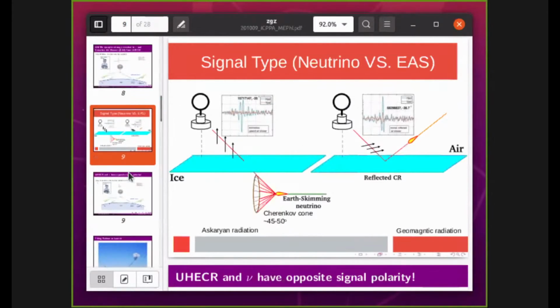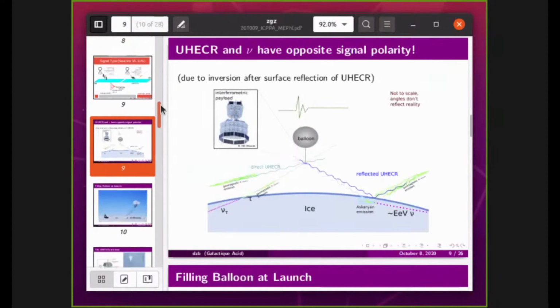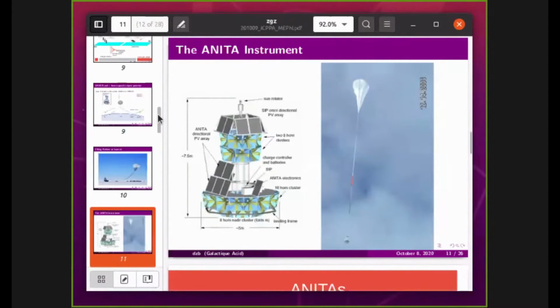Okay, so the Anita experiment again is sensitive to these various types of signals, and a picture of the balloon itself as it's being filled for operation is shown in this slide. Here you see the Mylar balloon itself being filled with helium prior to launch, and what's shown in the lower left is the gondola. So this is actually a picture of this instrument.